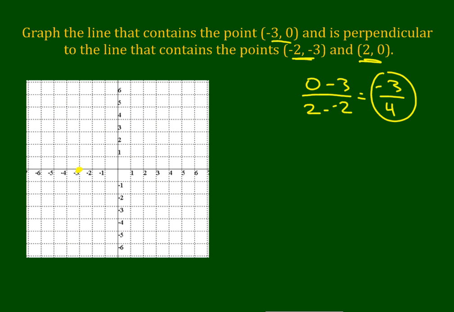So I want the perpendicular slope to this one though. Perpendicular to this. Remember, flip it, change the sign. So the slope I want isn't negative 3 over 4. It's 4 over 3. That's positive.